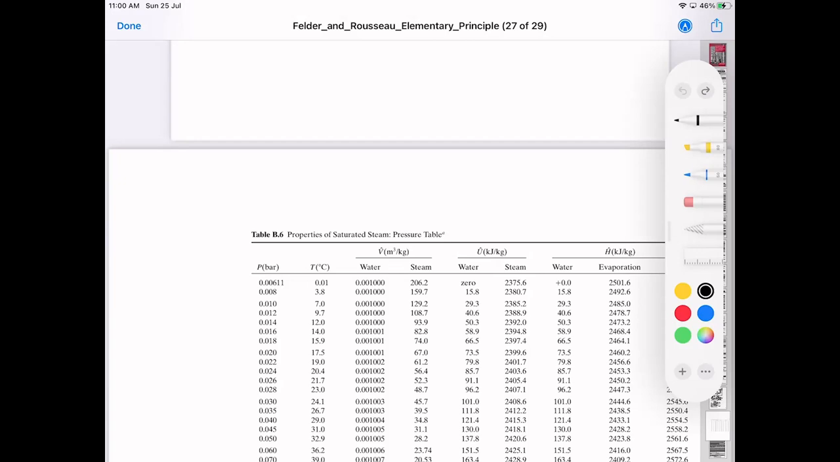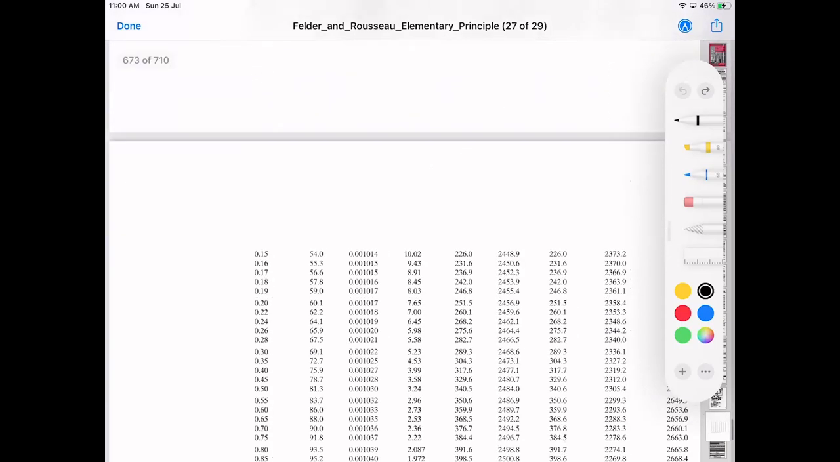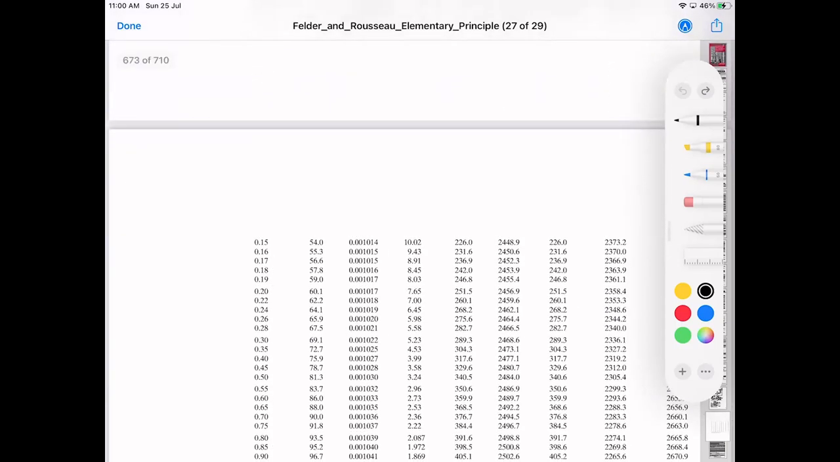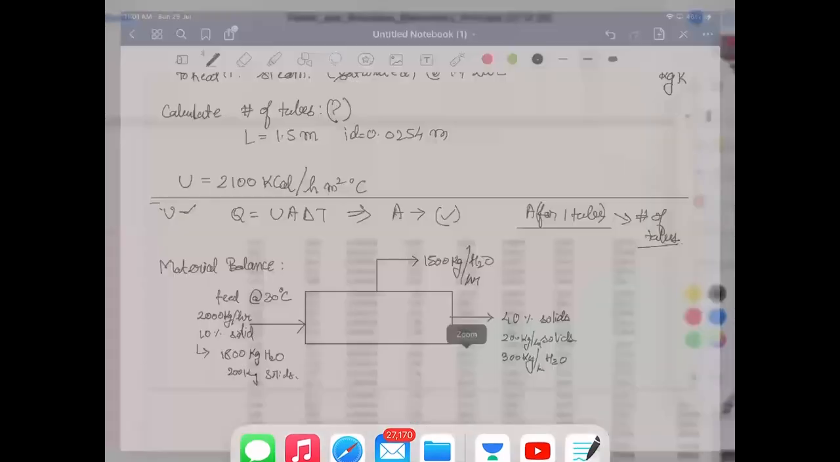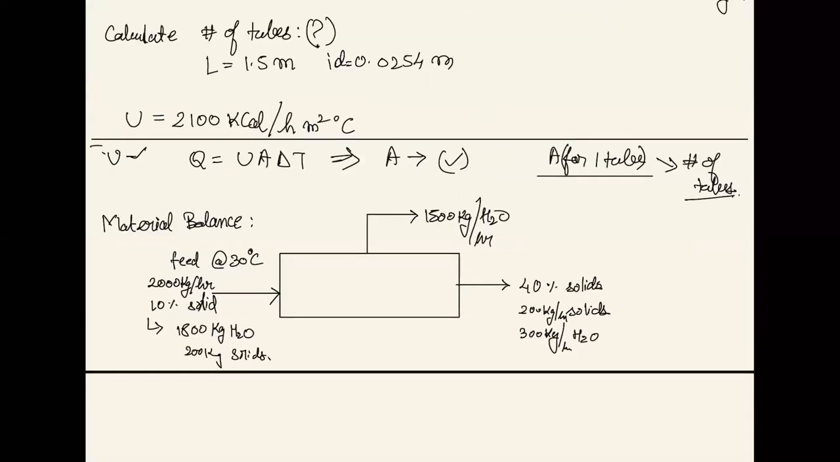Alright, and 0.315, 0.32 is somewhere over here. So I can now take the value to be around 72 degrees Celsius, right? Some value in between these two, so I can take it as 72 degrees Celsius. It's safe enough to take it as 72 degrees Celsius. So this has to be at 72 degrees Celsius. This will also be going out at 72 degrees Celsius.